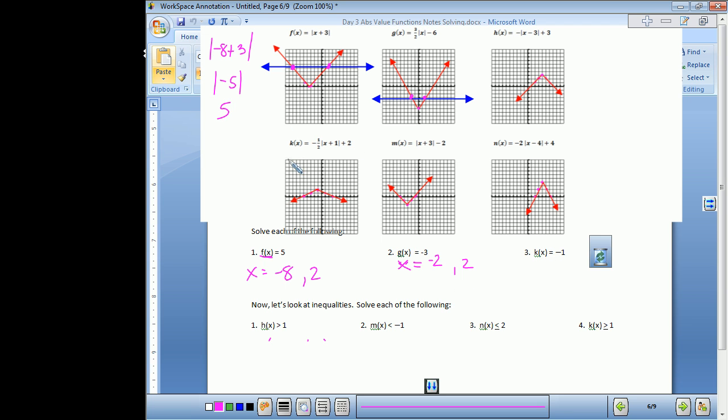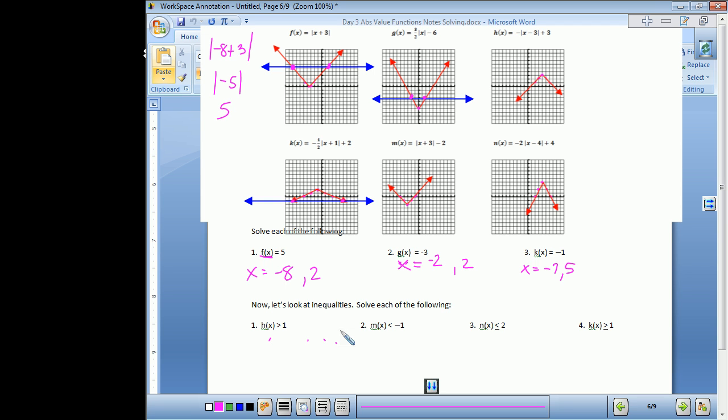This one, k of x, that's this graph over here. We want to know where it equals negative 1. So we're going to come down here and to the best of our ability, draw in a line at negative 1. So it looks like it's about right here and right here. I think this one is negative 7. And then this one is positive 5. Hopefully it's easier to read on your paper. So that's how you solve absolute value equations graphically.